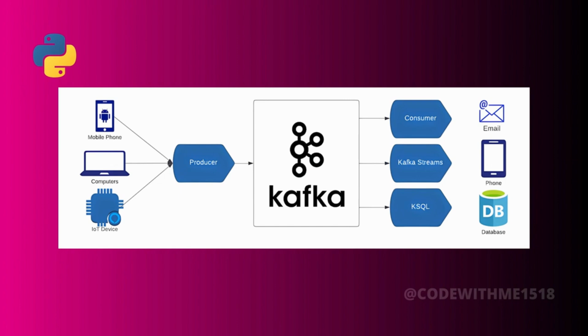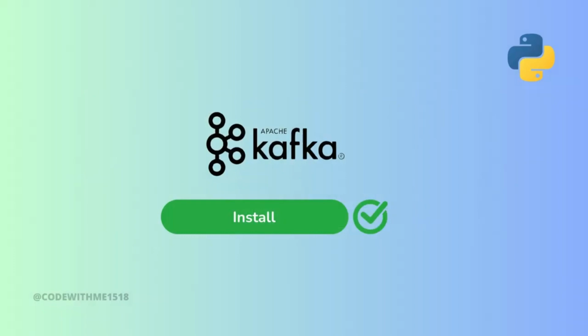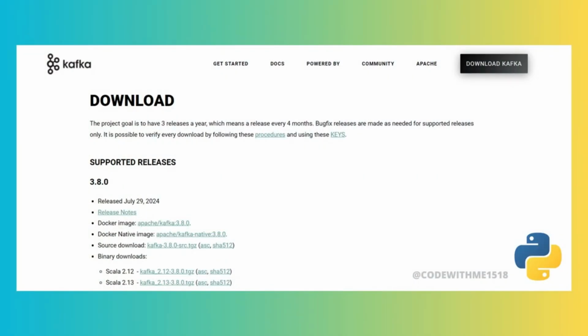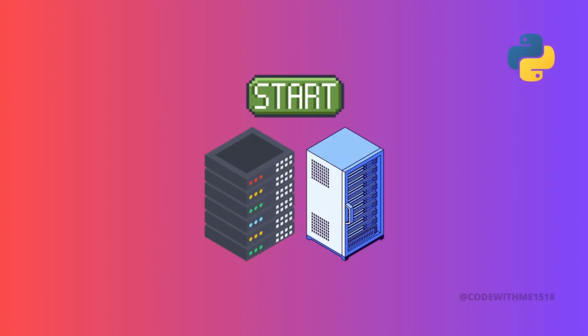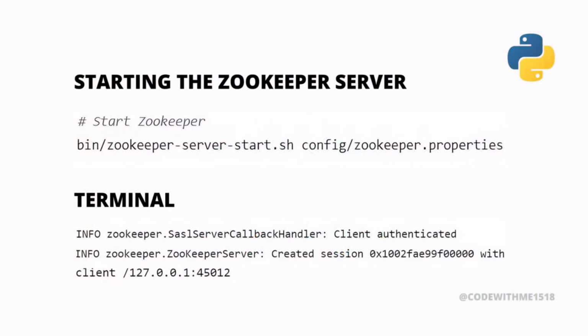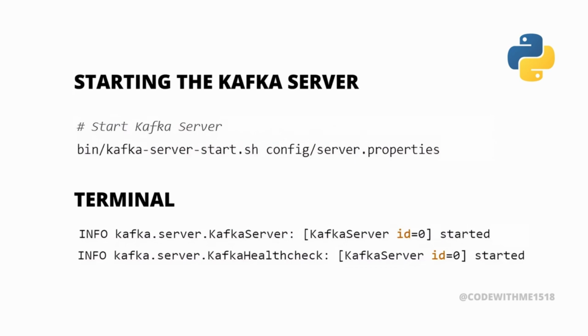Before we start, make sure you have Kafka installed and running on your local machine or server. You can download it from the official Apache Kafka website. Once Kafka is installed, start the Zookeeper and Kafka servers. Use the following commands in your terminal. Kafka streams data into topics, which are essentially data feeds. Let's create a new topic for our streaming data.